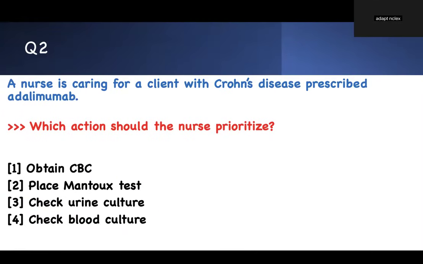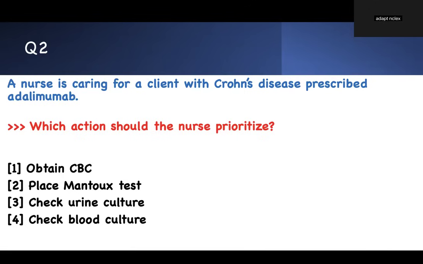Number 2, which action should the nurse prioritize? Prioritization 101. A nurse is caring for a client with Crohn's disease prescribed Adalimumab. This is one of those medications we can use for Crohn's disease for its anti-inflammatory effect. It's an immunomodulator. Based on that concept, use that buzzword. Go for the buzzword: immunomodulators. What do you think?